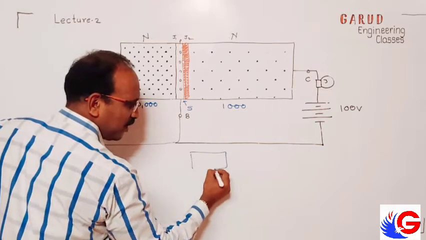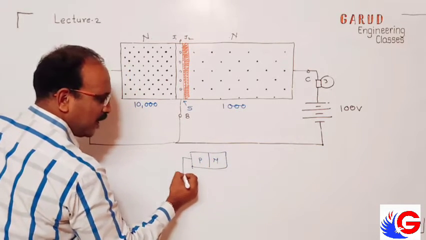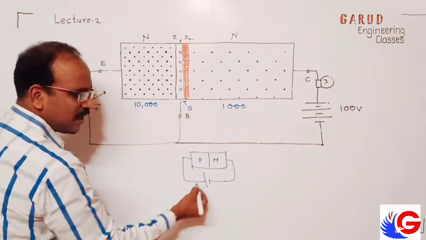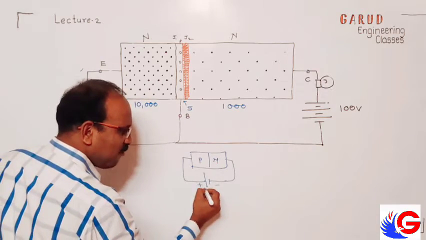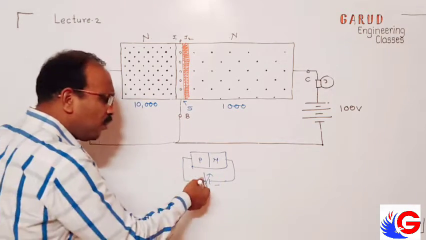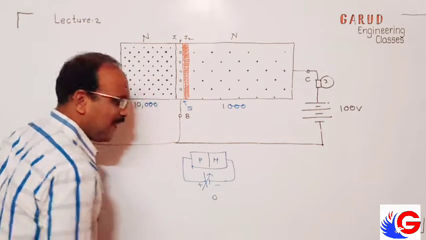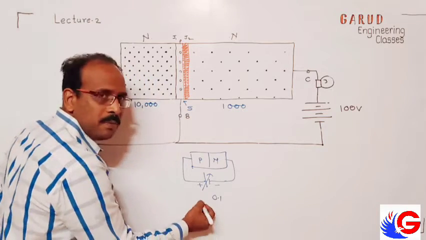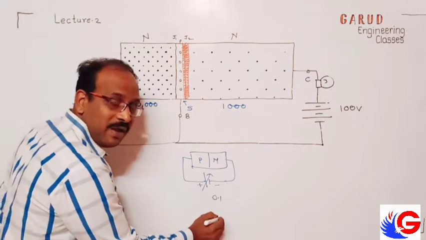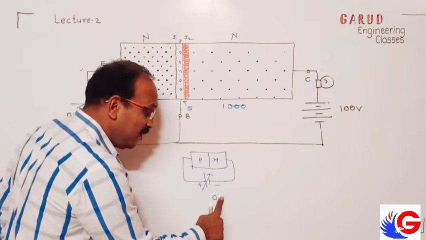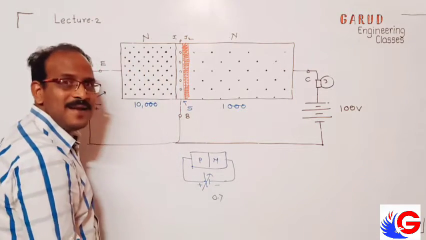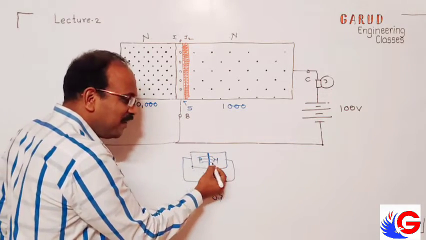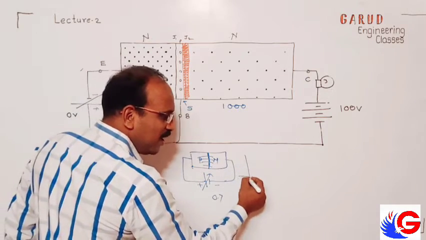See, suppose there is a PN junction, P and N. Okay, I slowly vary. I am making this forward bias. See, positive is connected to P, negative is connected to N. Now I make this variable and slowly I go on varying. At 0 volt, what will happen? Nothing. 0.1, 0.2, 0.3, 0.4, 0.5. At around 0.6, officially we say at around 0.7, the depletion layer becomes 0 and this device starts conducting.